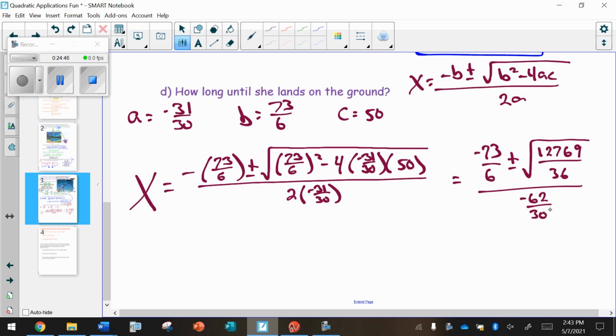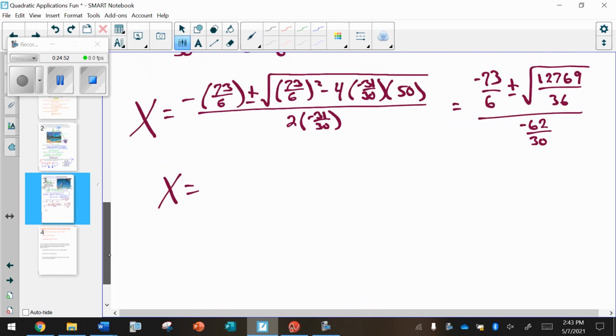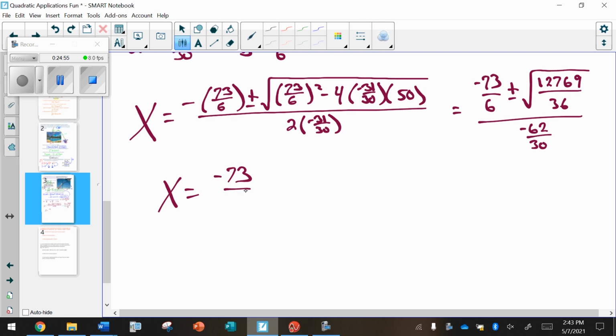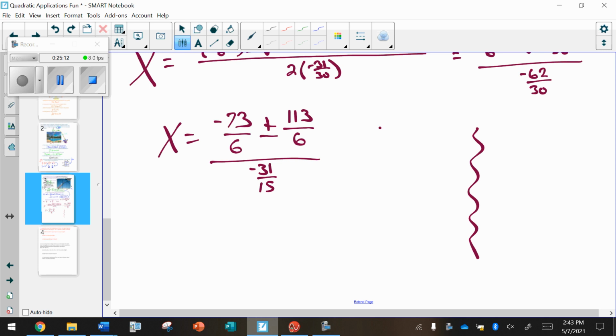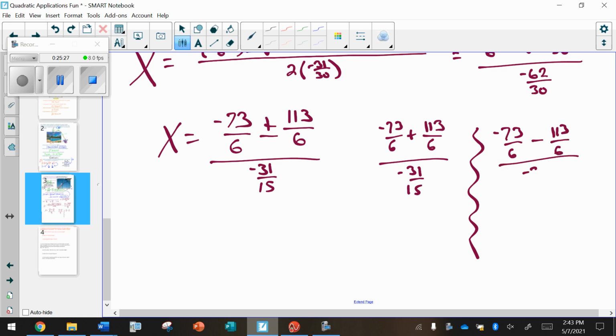Believe it or not, this radical actually turns into a perfect square. So I'll get negative 73/6 plus or minus, and the square root of this is actually 113/6. And this negative 62/30 does simplify, but does not divide out evenly. So technically I can do my squiggle McWiggle here with negative 73/6 plus 113/6 divided by negative 31/15. And then negative 73/6 minus 113/6 over negative 31/15.